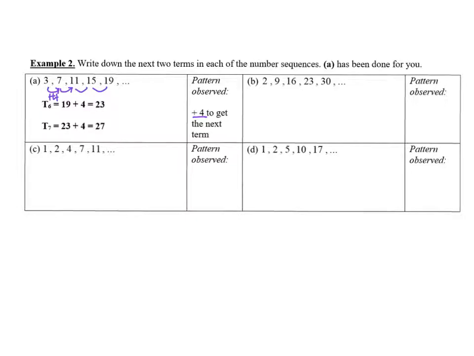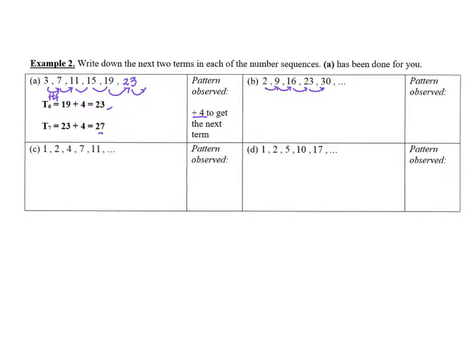So if you want to write down the next two terms, from 19, I add 4, which gives me the number 23. And then from 23, I add 4. My next term will be 27. So now let's try question B. From 2, how do I get to 9? And then 16. And then 23. And then 30.